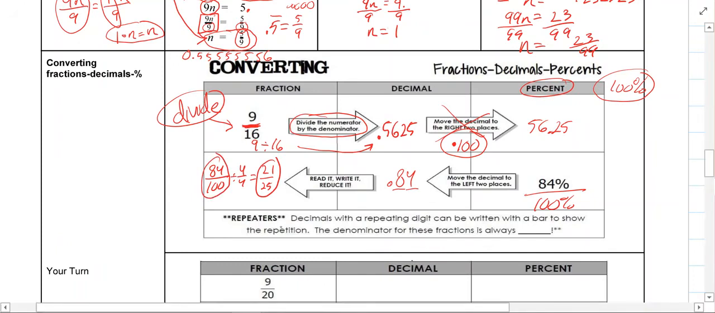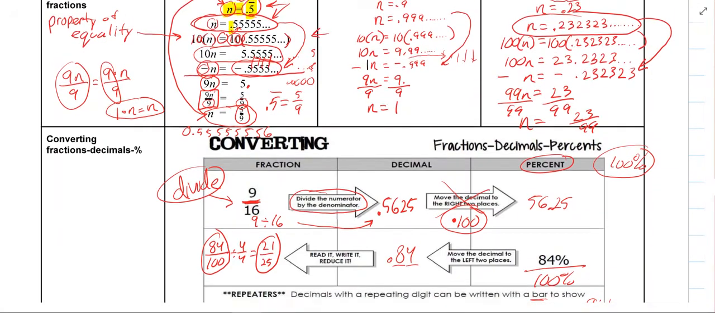All right, this says repeaters. What does this say down here? Decimals with a repeating digit can be written with a bar, we know that, to show the repetition. The denominator for these fractions is always 9 or 9-ish. Okay, what do I mean by that? Well, look back up here. This is repeating. It had a denominator of 9. This one had a 9. This one had 99. So it's sort of 9-ish.